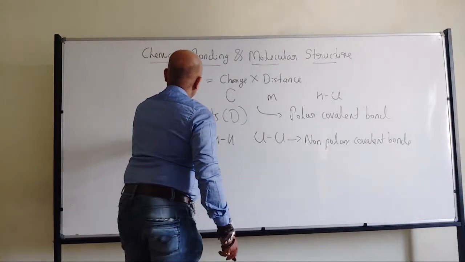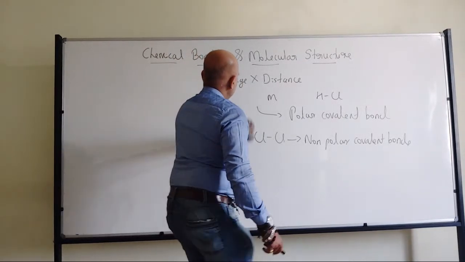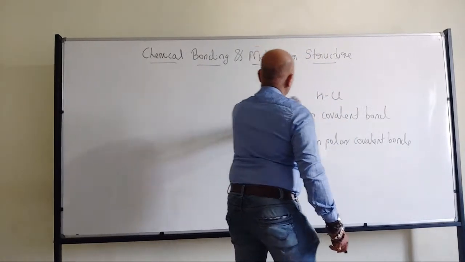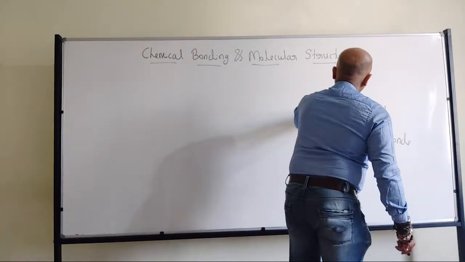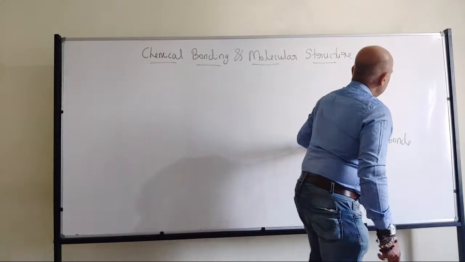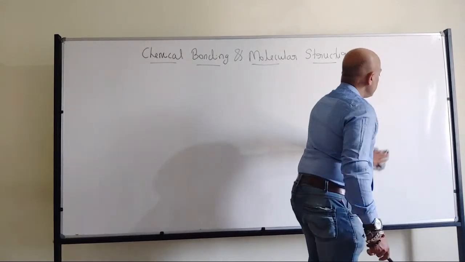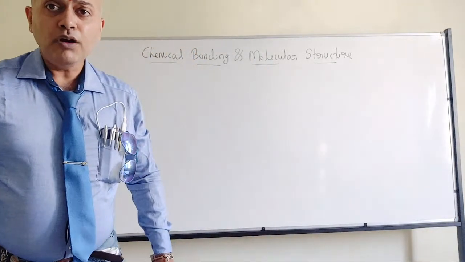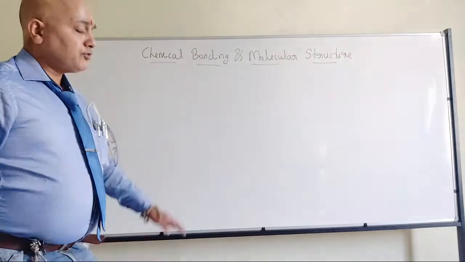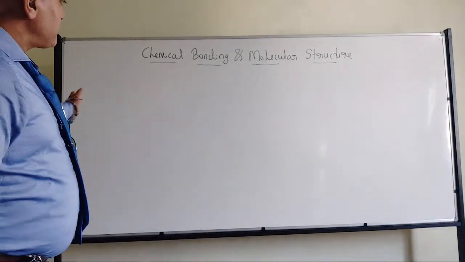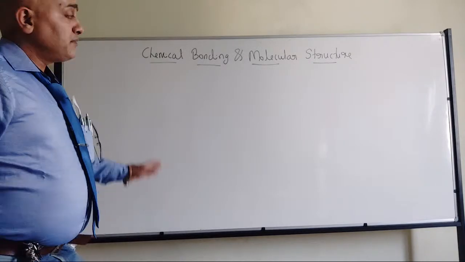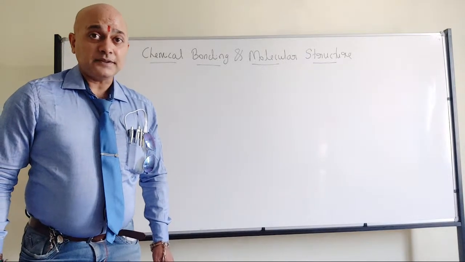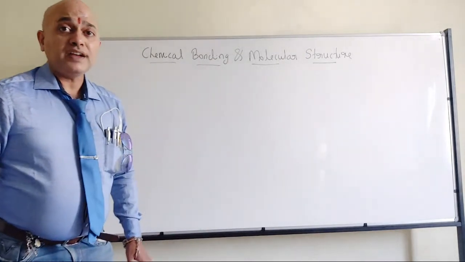Then we have discussed about ionic compounds. How will an ionic compound be formed? Ionic compounds will be formed when an electronegative element interacts with a highly electropositive element. Those elements present on the extreme left hand side, when they interact with those elements on the extreme right hand side, there will be formation of an ionic compound.